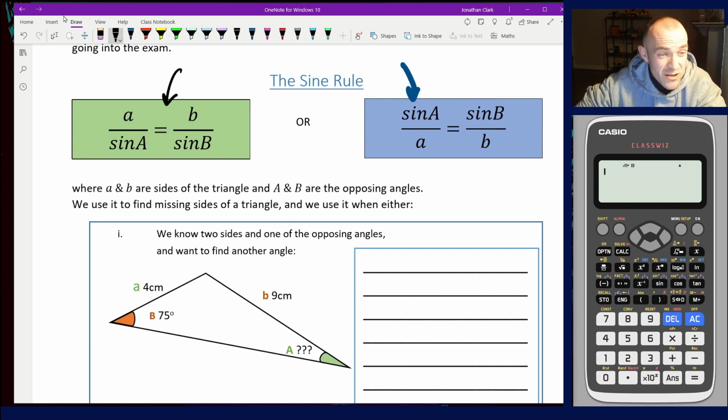And essentially, if you're trying to find a side, you're probably going to want to use the version with sides on the top of the fractions. It just means that there's less rearrangement to do overall. And similarly, of course, with the angles, if you want to find an angle.